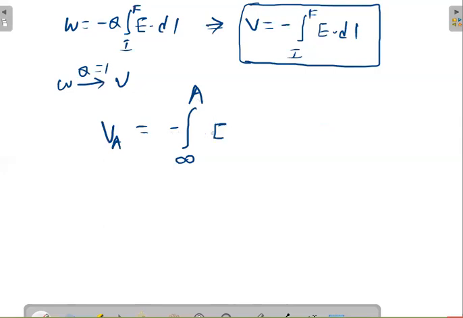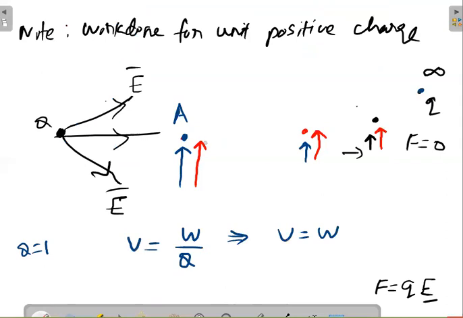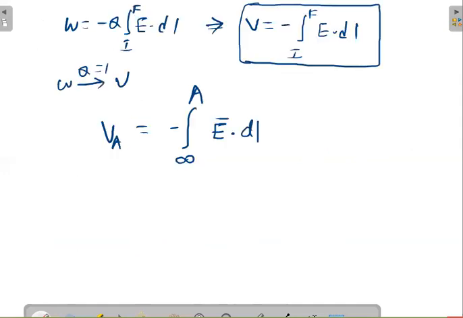At any point of time, how much work I am doing, how much energy I am spending, depends on the electric field at that point. That is taken care of by this integral. Once you are far away, you spend less energy because less force is acting on you. Once you go near the stationary charge, you have to spend a lot of energy. That is the idea. The total energy spent to bring the unit positive charge from infinite to A is called potential, absolute potential.